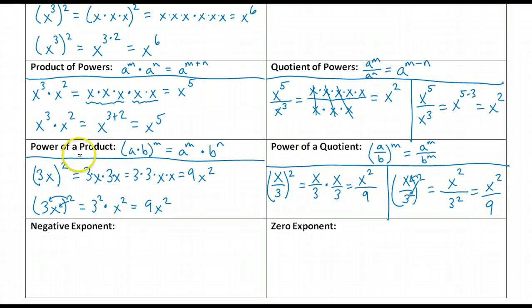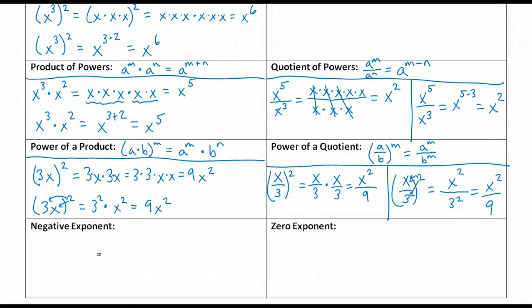These two properties are very related. I'm distributing my power over a multiplication sign and a division sign. And I can distribute powers over multiplication and division because they're next to each other in the order of operations.